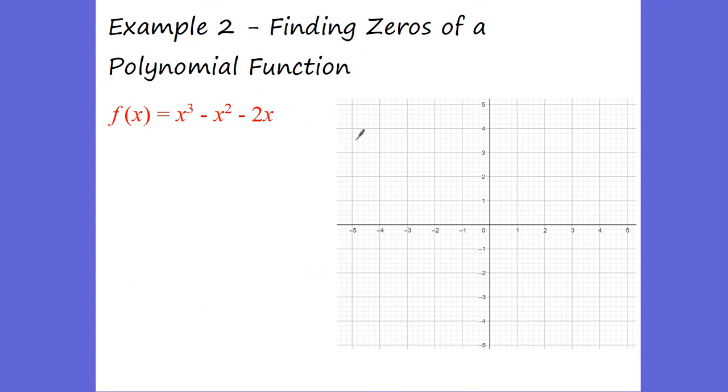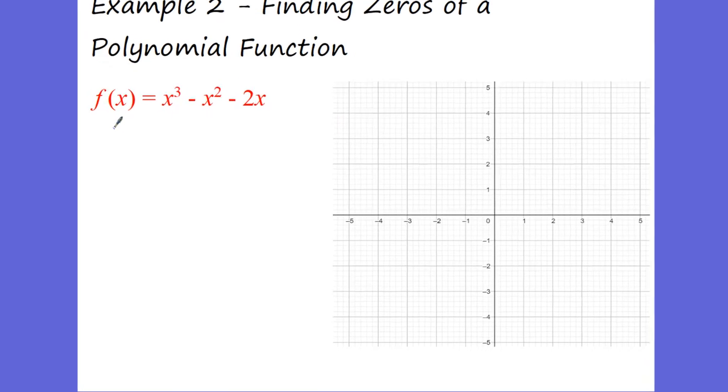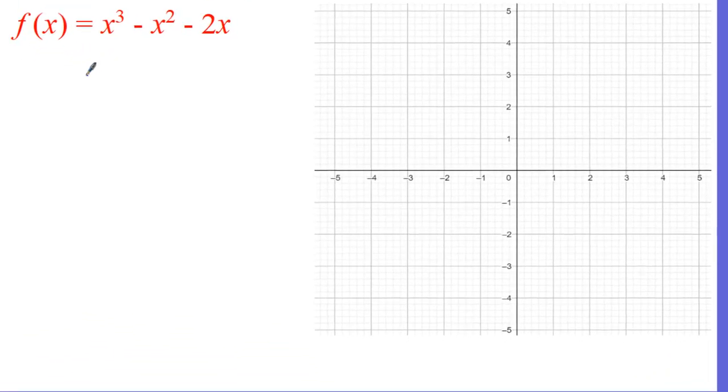Now, we can also find our zeros of a polynomial function. So take a look at this. We have a polynomial function, f of x equals x cubed minus x squared minus 2x. So what are we going to do? We're going to try to factor. Let's pull out an x, which means we're left with x squared minus x minus 2.